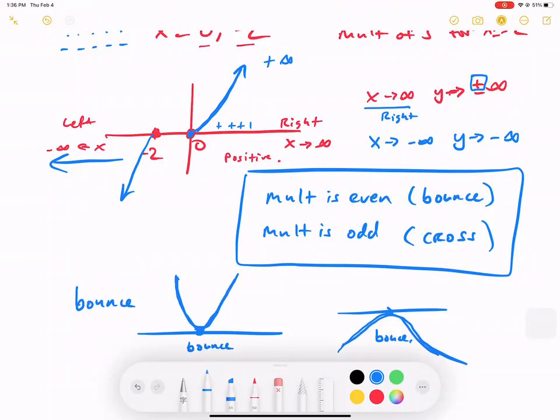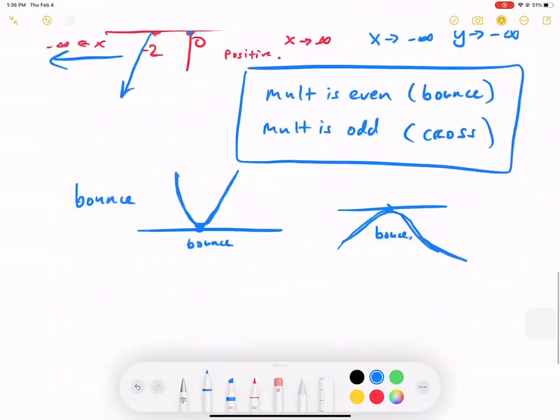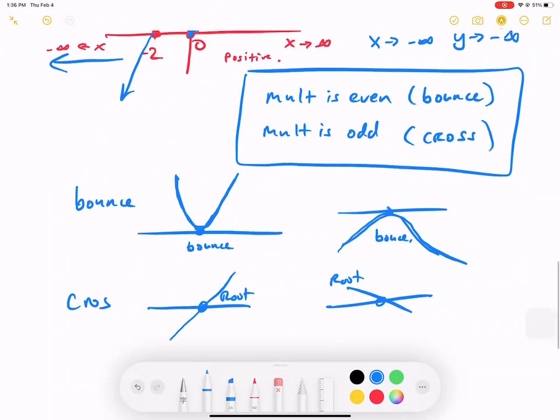And when the multiplicity is odd, we cross. A cross looks like this. Here's my root. We go ahead and we cross over. If this is my root, we cross right on through.